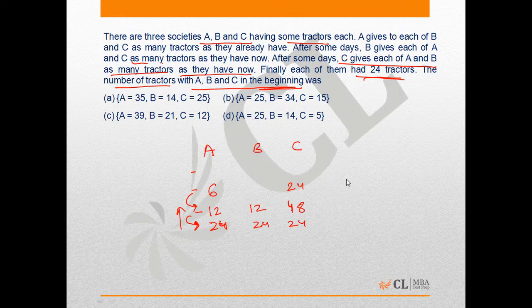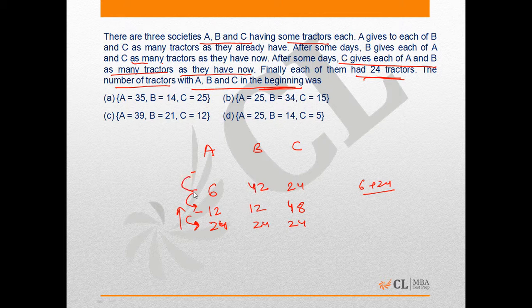So how many tractors did B give to A and C combined? This 6 plus 24, 30 tractors. So 12 tractors were left after giving 30 tractors. That means B had 42 tractors in total before this process, right?